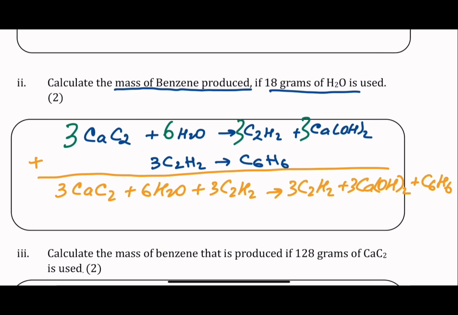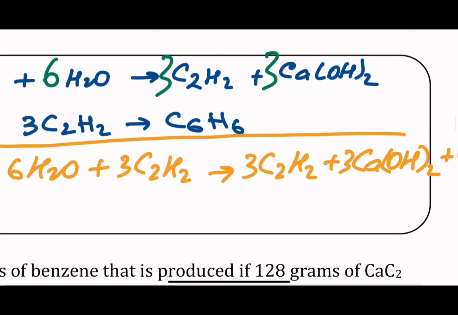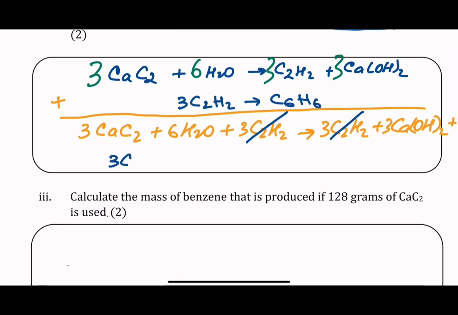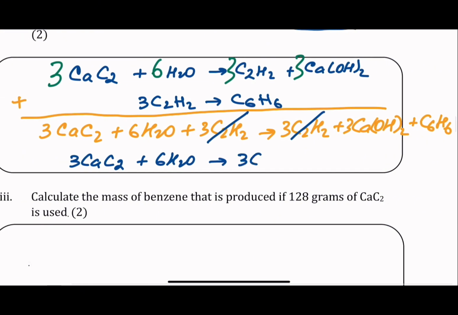C6H6. But the thing is, as we know in the math, if we have the same thing on both sides, they cancel out. So you have this reaction, 3CaC2 plus 6H2O, giving you 3 calcium hydroxide and C6H6.